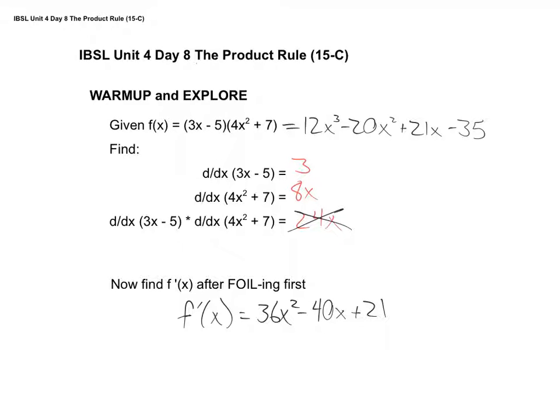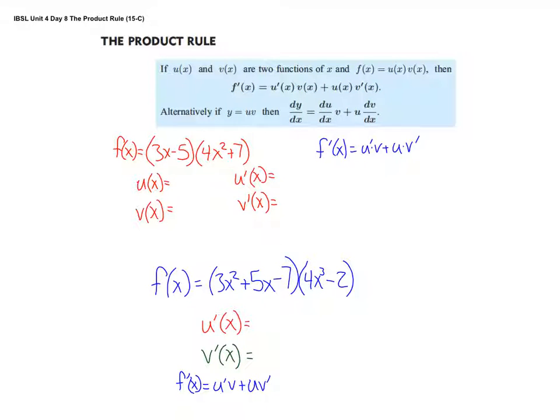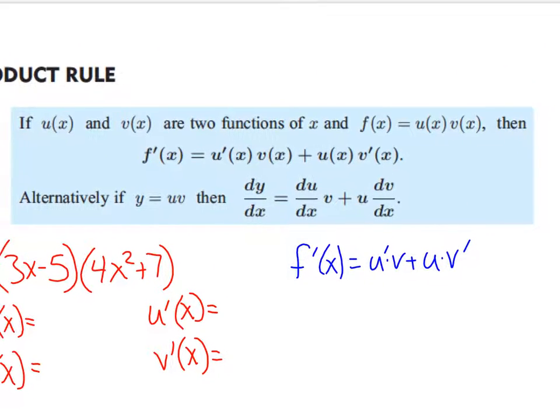Even though these ones we could FOIL out, we may even have functions where we can't. For example, what if we had the sine of x times the square root of 3x squared plus 4? You can't multiply, that's as simple as it gets. So we've got to have a way to handle derivatives where we have a product. So here we have the product rule. Let's take a close look at this, and then we'll redo the problem we just did using that rule.